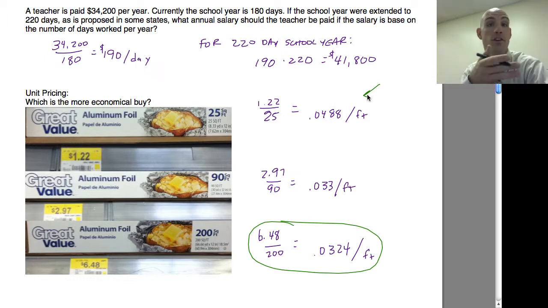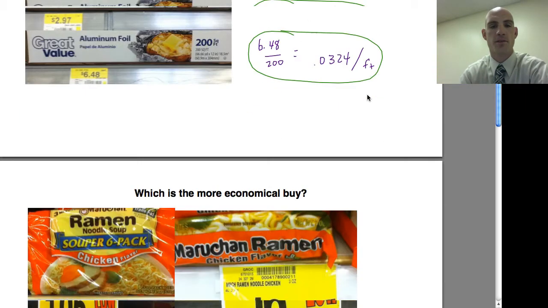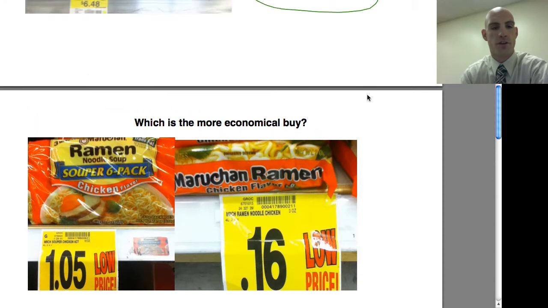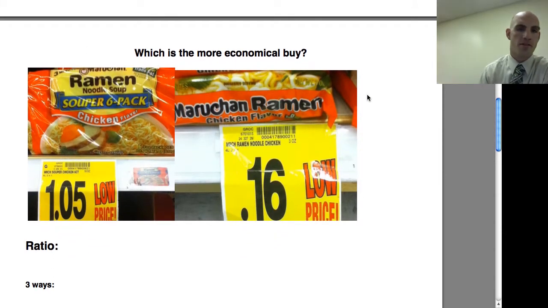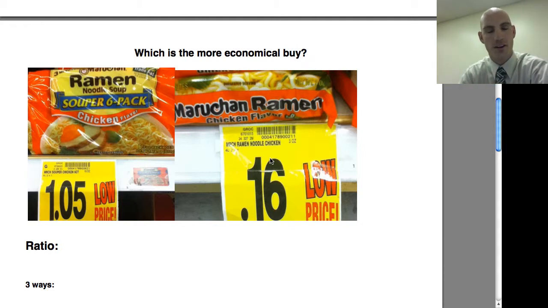Okay, and so that's how we can use a unit rate in our everyday lives. This will be something that might hit home for you coming up to the college years. I've got a 6-pack of ramen noodles for $1.05 or a single package for 16 cents. See if you can figure out which one is the more economical buy.